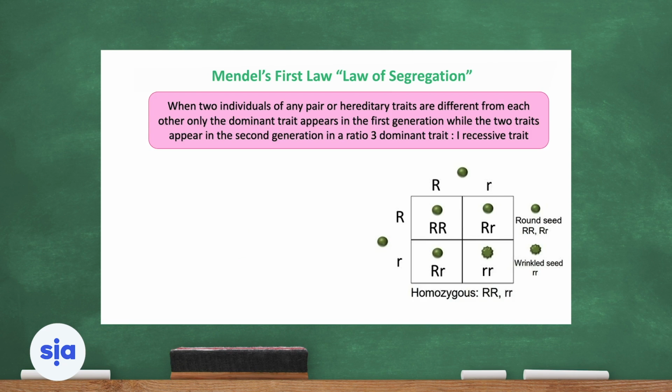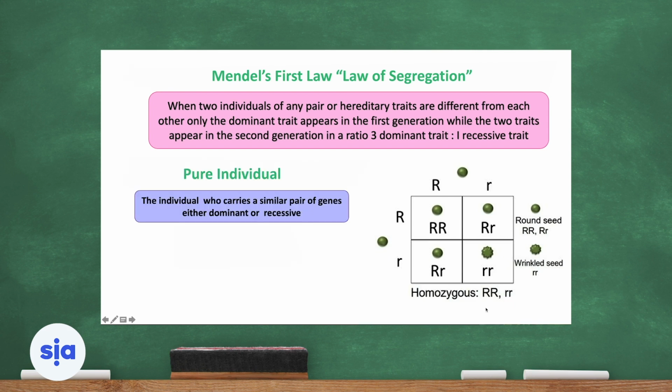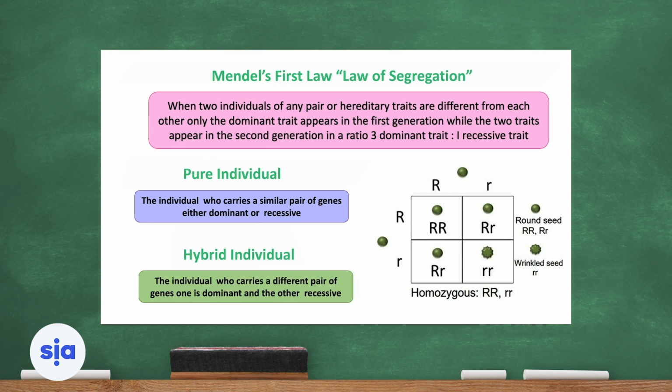When two individuals of any pair of hereditary traits are different from each other, only the dominant trait appears in the first generation, while the two traits appear in the second generation in a ratio 3 dominant to 1 recessive. Pure individual is the individual who carries a similar pair of genes, either dominant or recessive. Yes, like the 2 capital R or the 2 small r, R capital or R small. They are pure individuals. And what about the hybrid individual?